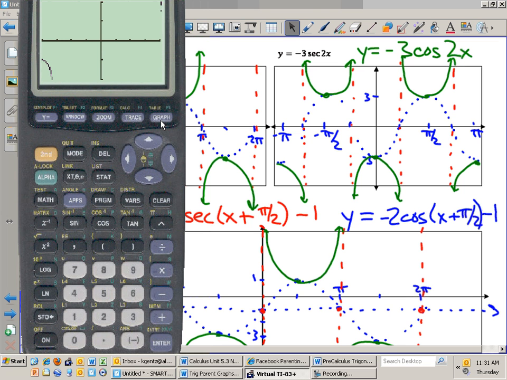Once I press graph and I make sure I'm working in radians, which I am, I get that graph. And as you can see, that is identical to what I have. Identical.